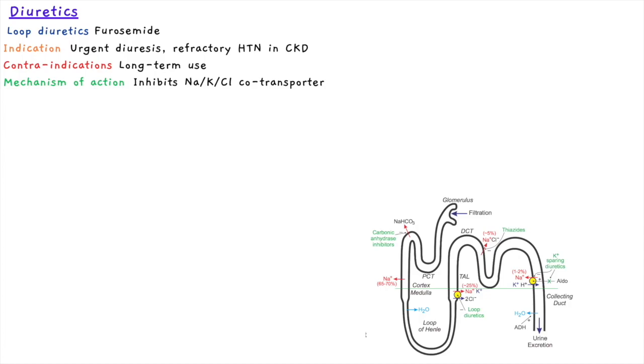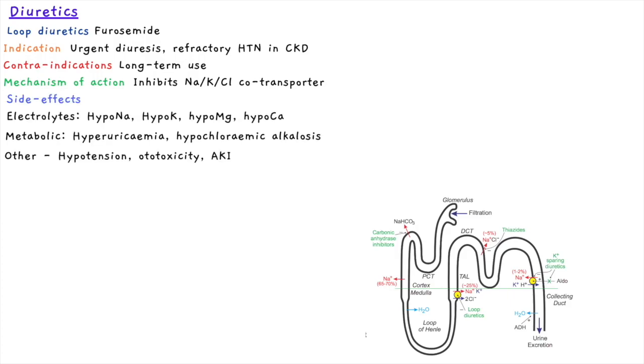Now, mechanism of action, we have this nice diagram of the kidney, of the glomerulus, and the different parts of the filtration, which we're going to refer to. So loop diuretics affect the loop of Henle, in this case the thick ascending loop of Henle, specifically the sodium-potassium-chloride co-transporter. Side effects are important to monitor, so electrolyte derangements, as you can imagine, because you're urinating more, you're losing more fluid, you're going to also lose electrolytes. So you'll have hyponatremia, hypokalemia, hypomagnesemia, as well as hypocalcemia.